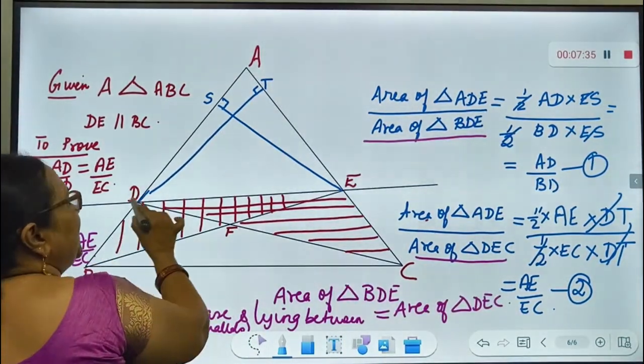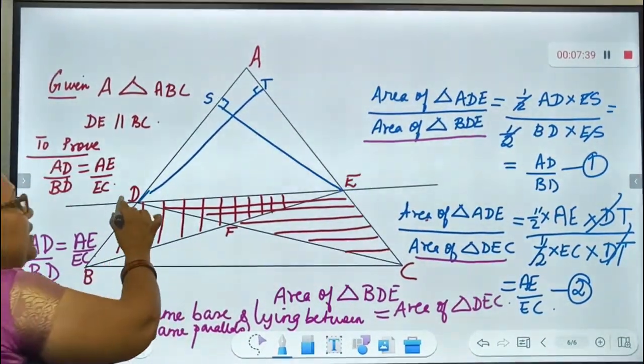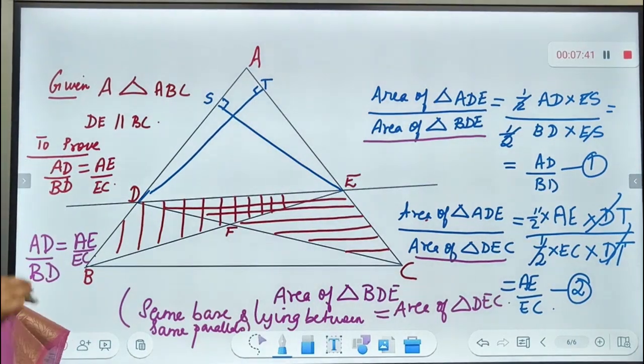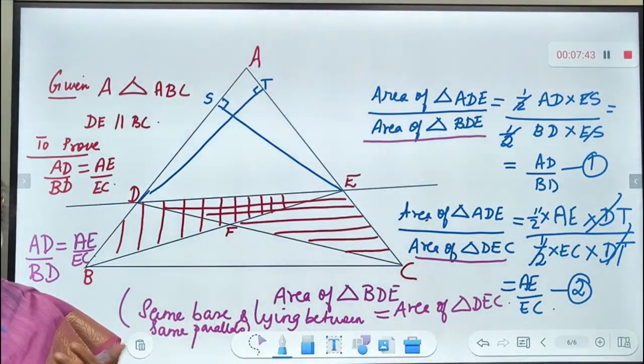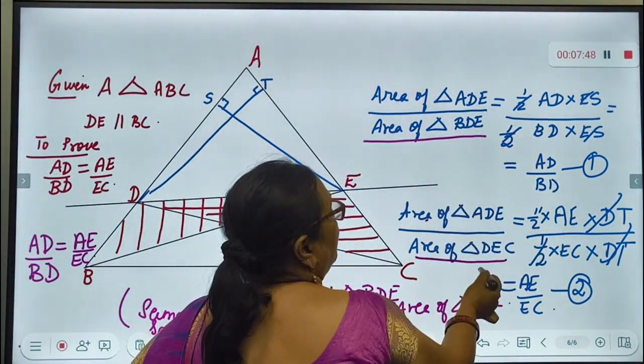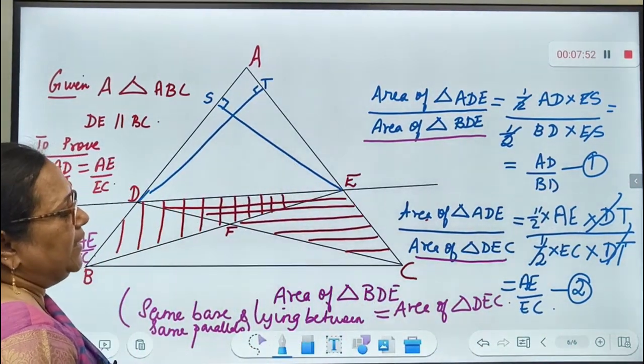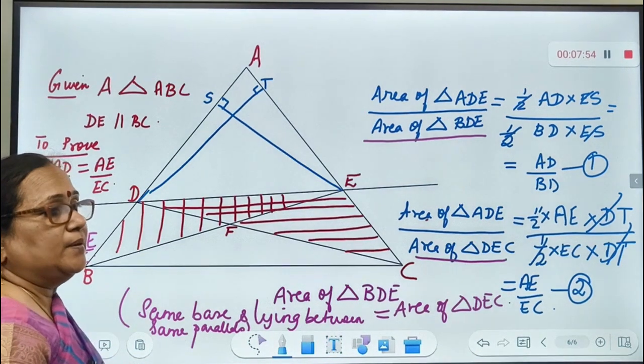Now if you look at BDE and CED, there are two triangles having the same base DE lying between two parallels. So they are equal in area. So the numerators are equal, the denominators are equal. So the right hand side must also be equal. Hence AD by BD is equal to AE by EC.